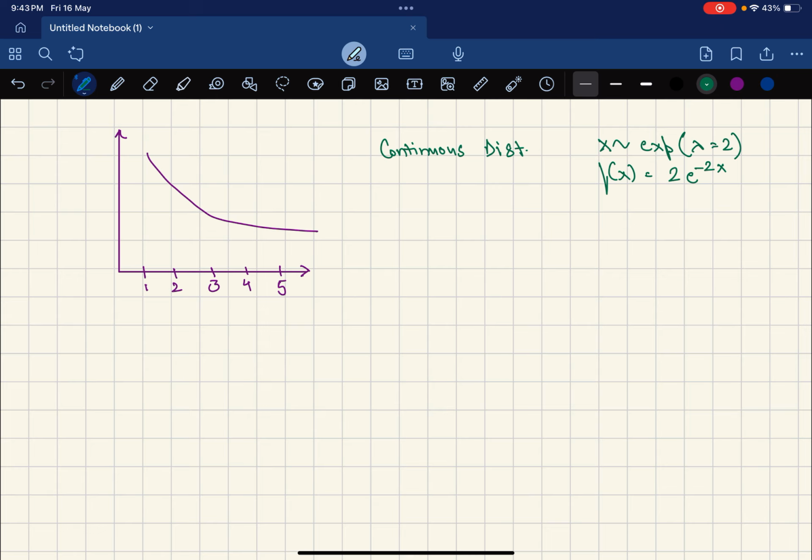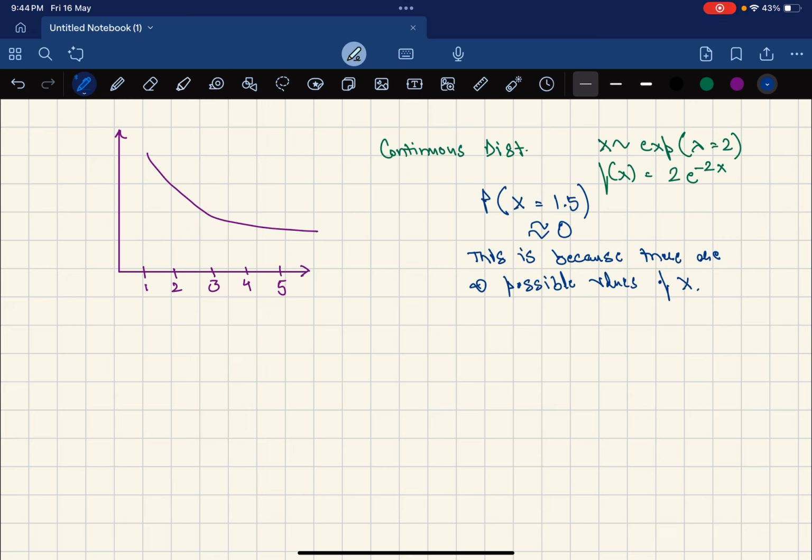Now if someone asks you what is the probability of this distribution having a value of x equal to, let's say, 1.5? So for a continuous distribution, the probability of x taking an exact value is always equal to 0. This is because there are infinite possible values of x.